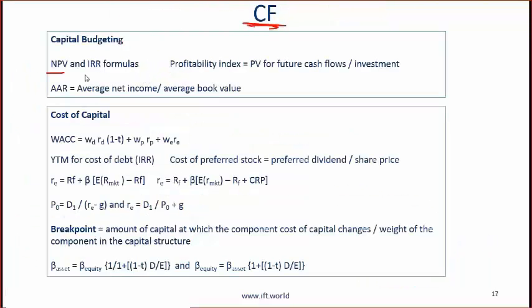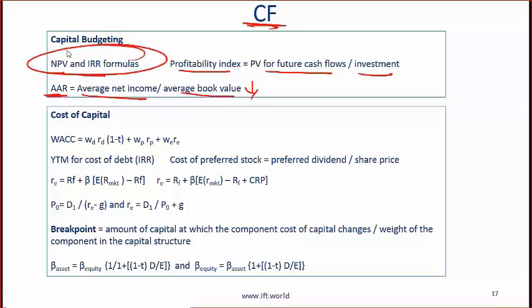Corporate finance, NPV and IRR, again, these are type 1 formulas that I just expect you to know. We've talked about them in quantitative methods. Profitability index is the present value of future cash flows over the investment amount. AAR is the average net income divided by average book value. This is probably a low priority formula. These two, NPV and IRR, are extremely important.